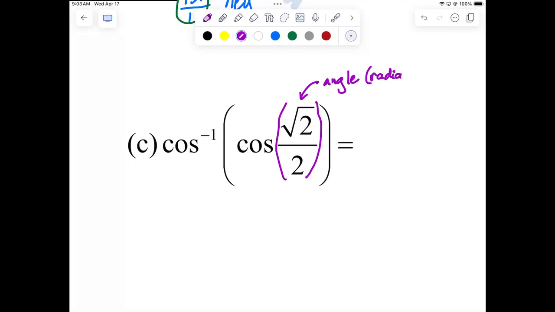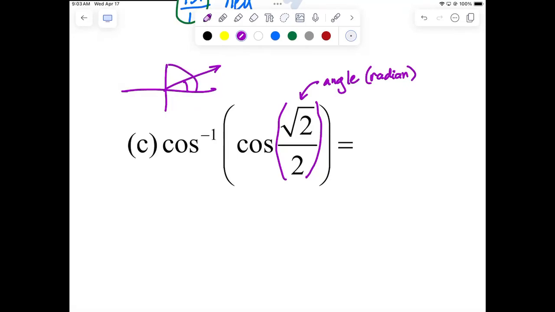Does anyone know what the square root of 2 over 2 is approximately? It's got to be less than 1, doesn't it? So which quadrant would it live in if it's less than 1? It would live in quadrant 1, right? That's because square root of 2 is 1 point something, and 1 point something divided by 2 is going to be less than 1.